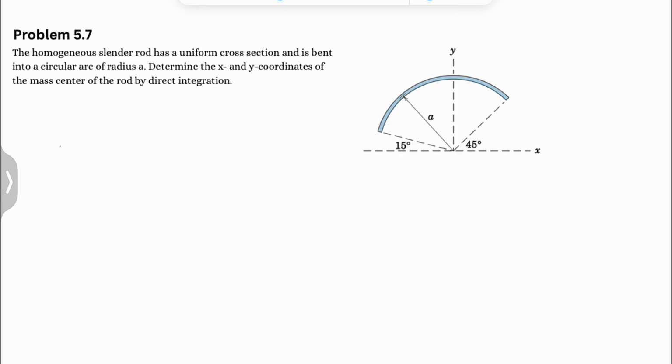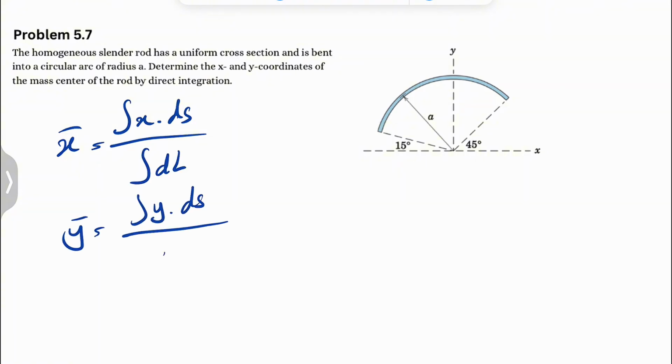So the reason I brought this question is because I don't think I've solved a question using polar coordinates. So that's going to be actually the first one that we're doing this. As always, the first thing that we need to know is the formula for finding the center of mass or centroid. So for the x, and this is a specific problem because we have a slender rod, so we are dealing with the length. So it's going to be the integral of x ds over L, and it's going to be a similar story for y, the integral of y ds over L.